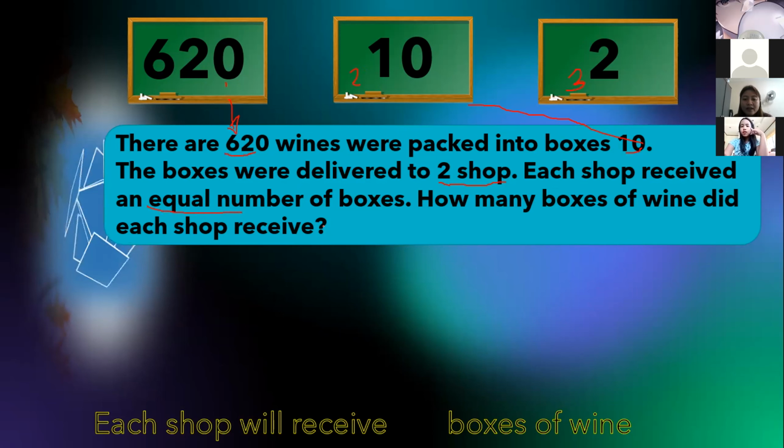And the last one is how many boxes of wine did each shop receive? So it means the last one always has the question mark. So the last sentence in this problem should be the question sentence. Okay, so we have the symbol like this. So what will be the answer? How will you write the number sentence? Who can answer?